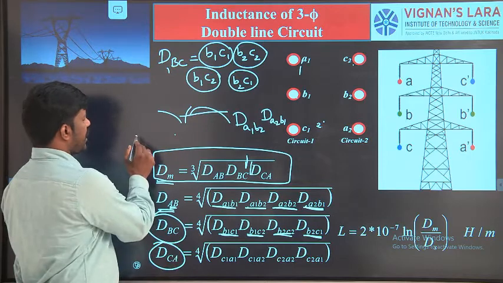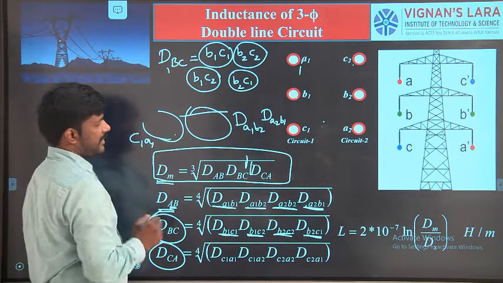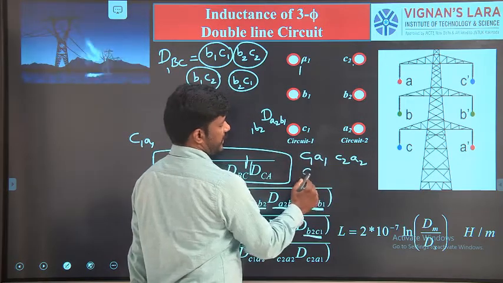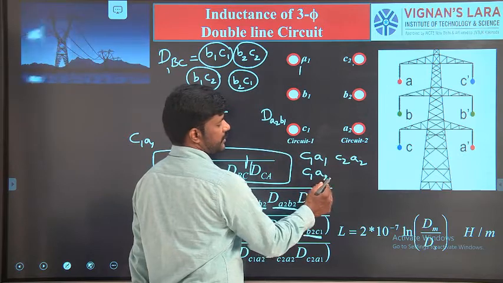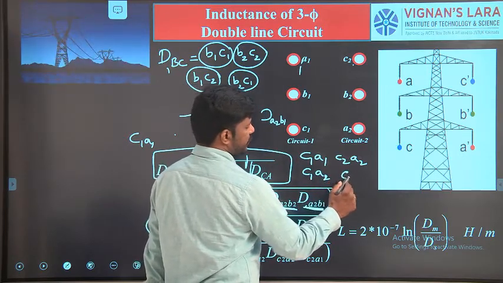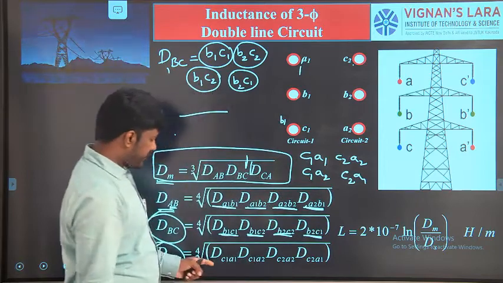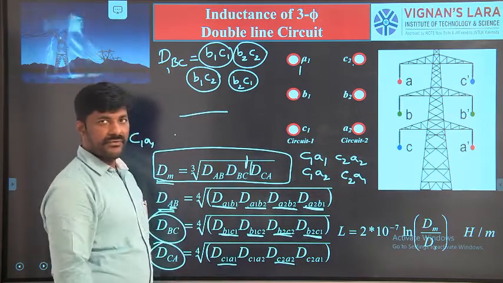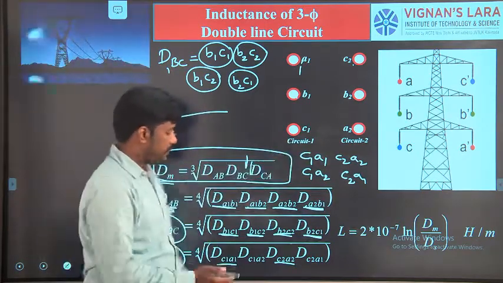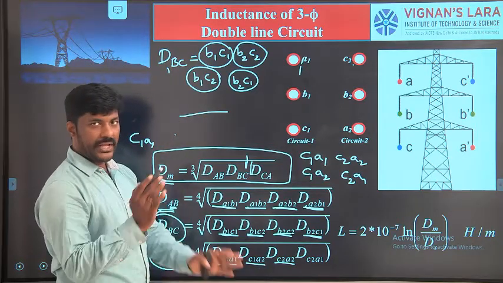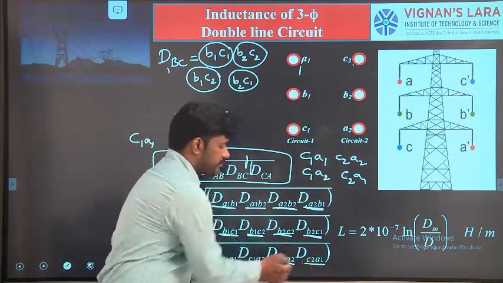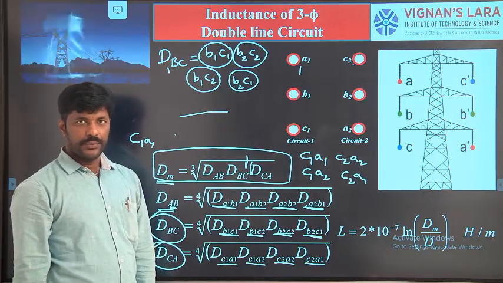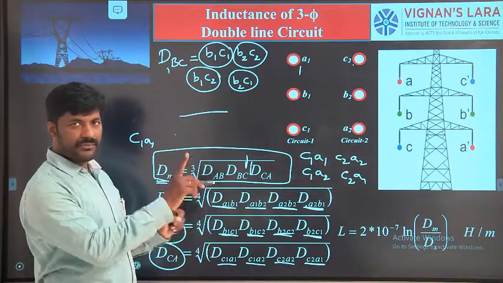What we get are the combinations C1 A1, C2 A2, from circuit 1 to circuit 2, and from circuit 2 to circuit 1, like this. You can check with the suffixes. C1 A1 in the first circuit, C2 A2 in the second circuit, from circuit 1 to circuit 2, C1 A2, and from 2 to 1, that is C2 A1. These are the 4 minimum possible distances we will have for a 3-phase double line circuit with mutual phases, whole to the power 1 by 4.